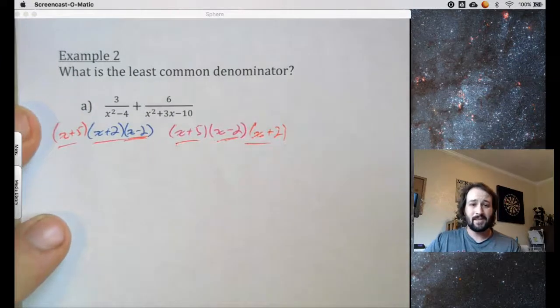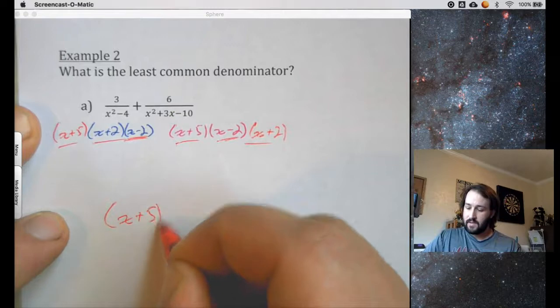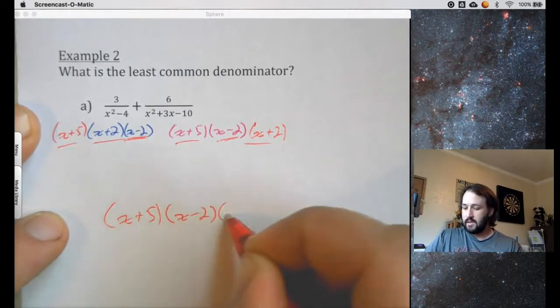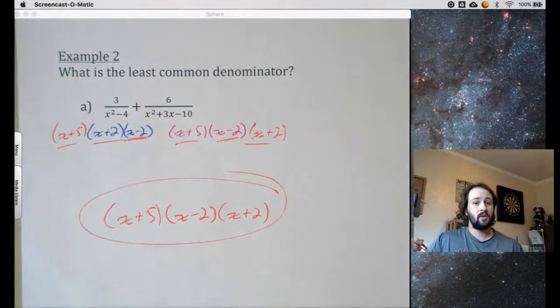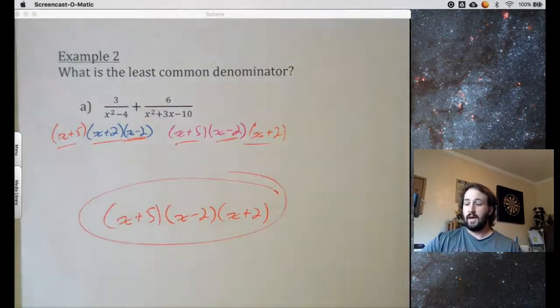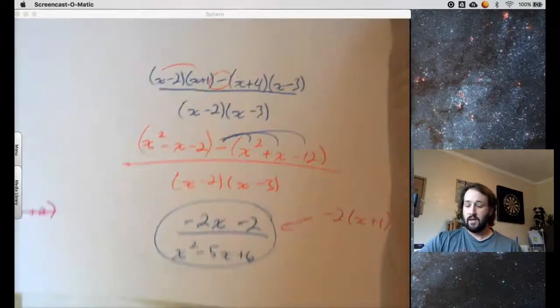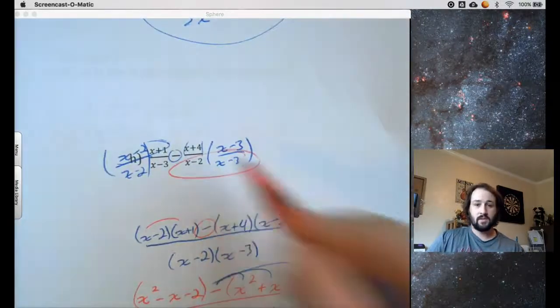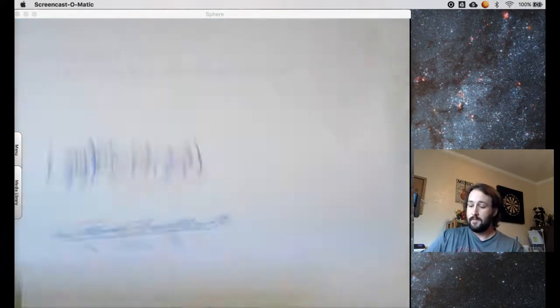Now all they're really asking you, what is the least common denominator? They're going to write out x plus 5 times x minus 2 times x plus 2. That is our least common denominator. That's the answer they're looking for. They're not actually looking for you to add or subtract these fractions like we've been doing and get to a simplified answer. They're just asking you, what is the denominator that we had in common with both of them?